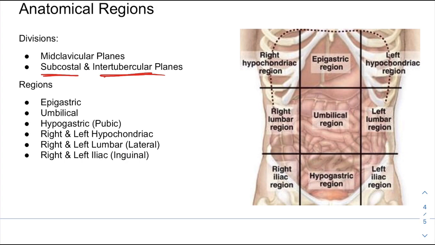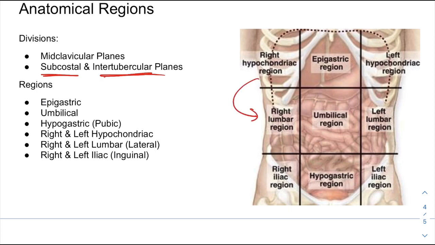So, starting with the top right region, remember, this is our left, but if you look at the dummy, it's the top right of him. If you place this on yourself, it's your top right. So the first is the right hypochondriac region, and this is paired with the left hypochondriac region. And in between them is the epigastric region.